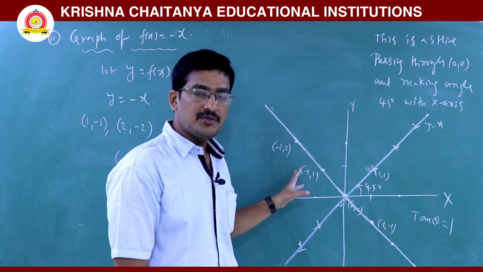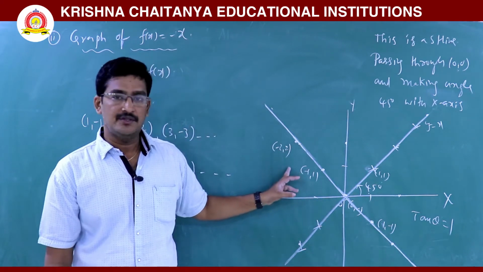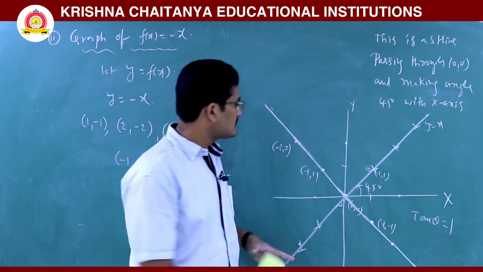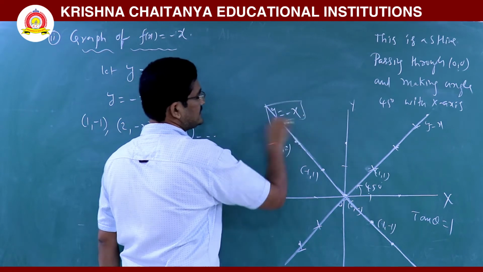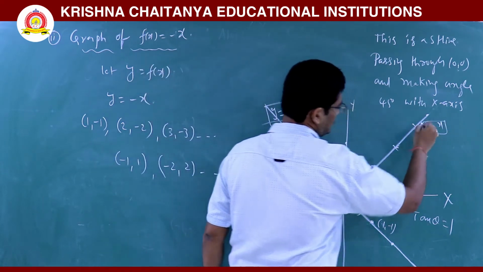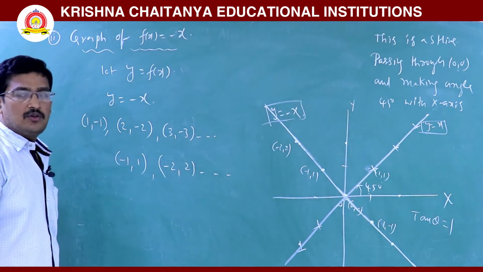If the abscissa is positive, then the ordinate is negative. If the abscissa is negative, then the ordinate is positive. This is the line y equals minus x. This is the line y equals x. These are the graphs of the lines y equals x and y equals minus x.